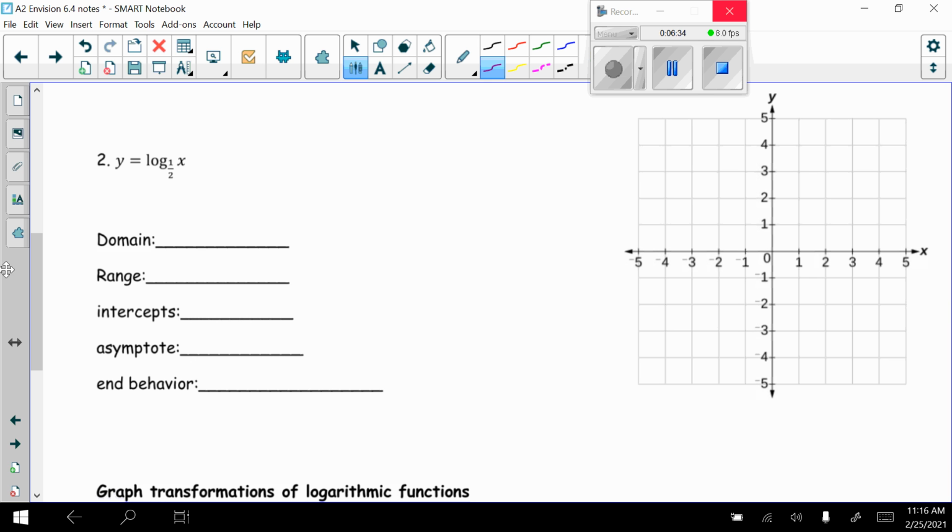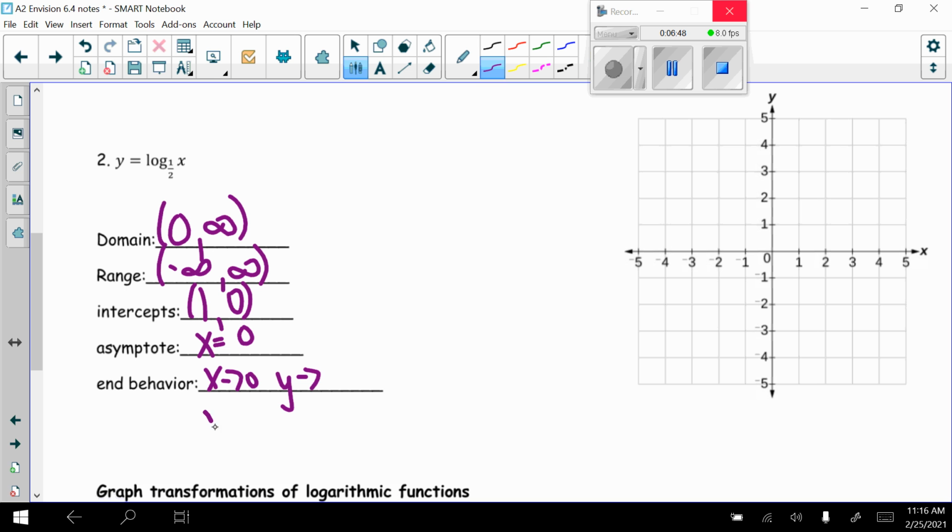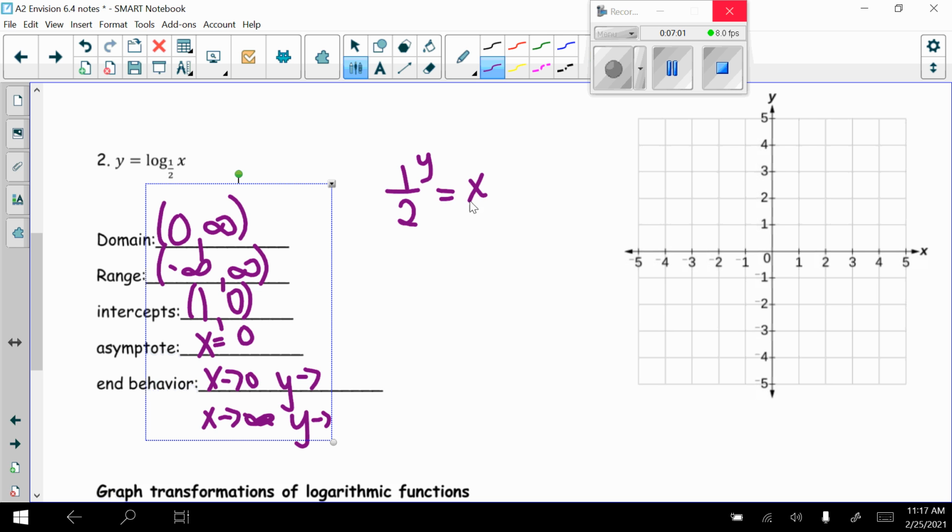Again, I know that my domain, 0 to infinity, because I don't have any transformations. My range, negative infinity to infinity. My x-intercept will be 1, 0. My asymptote, x equals 0. My end behavior, as x is approaching 0, what's y approaching? As x is approaching infinity, what is y approaching? Make our exponential function. So my base 1/2 to the y power equals x. That's going to give us the graph of the logarithm.